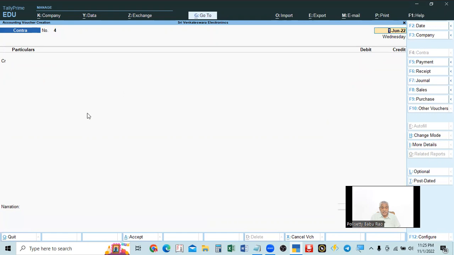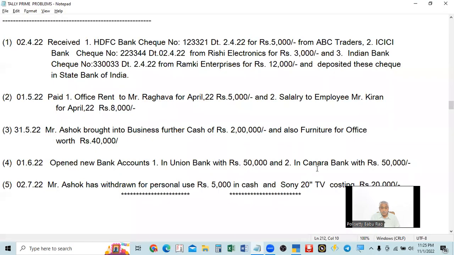So in this contra voucher, when you are making a deposit in more than 2 banks, we cannot enter in the single entry mode. We have to enter in the double entry mode only. Or we can do one thing: just like this, you can enter it in the journal also, but contra entry is better.